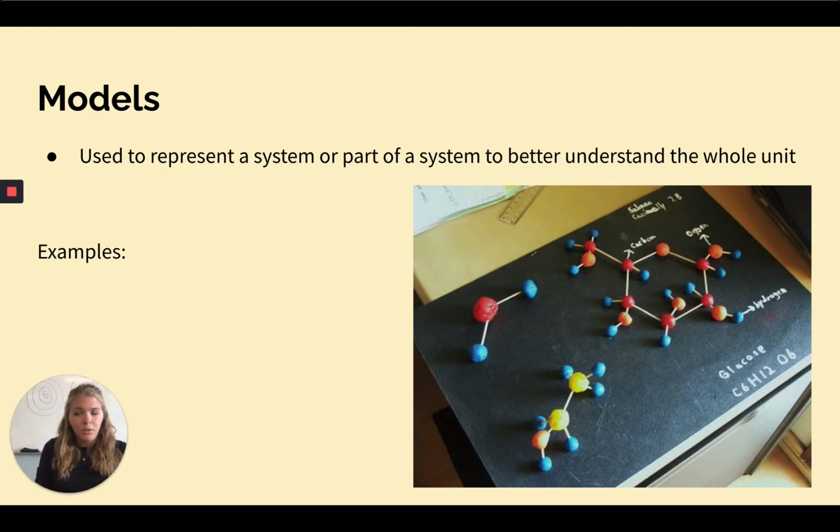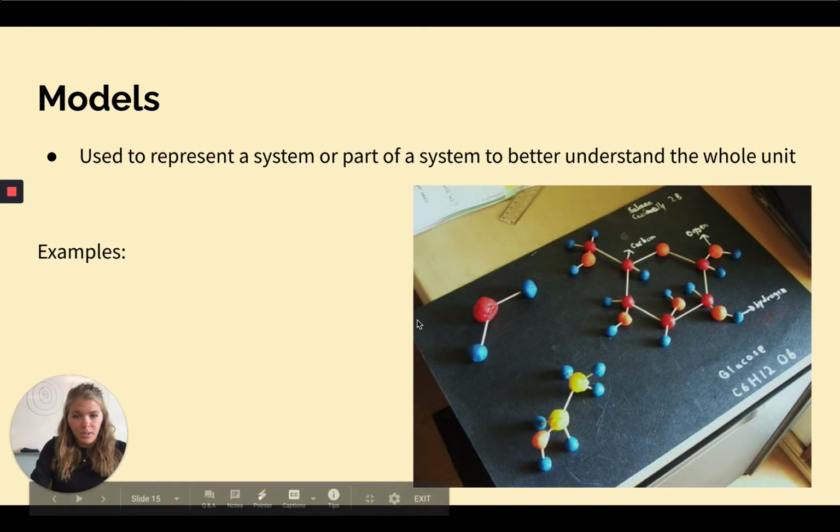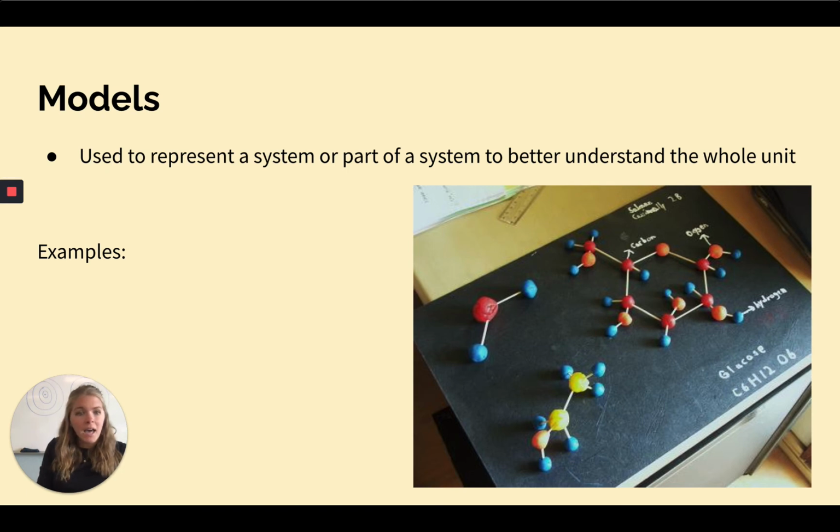A model could be an actual model like the one pictured here with atoms and molecules. A model can be a paragraph, a description modeling how something works. A model can be a diorama of something. A model can be a drawn picture of something.